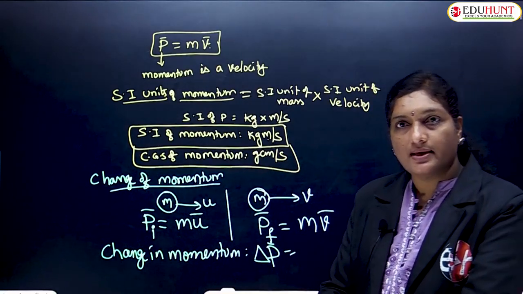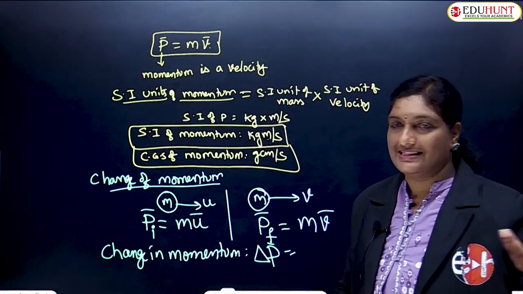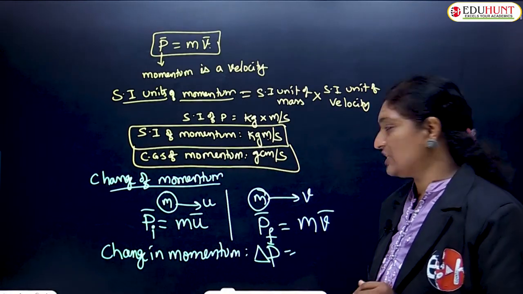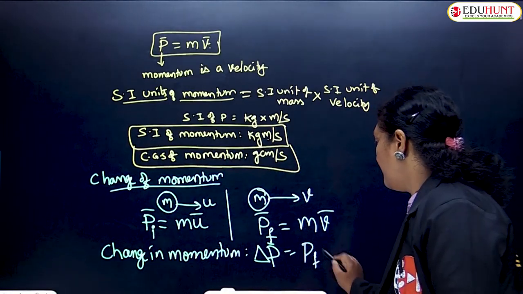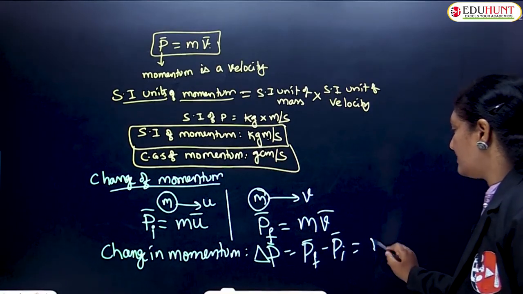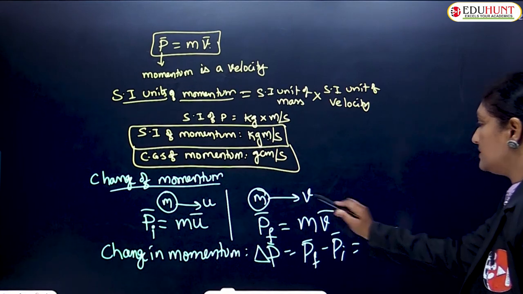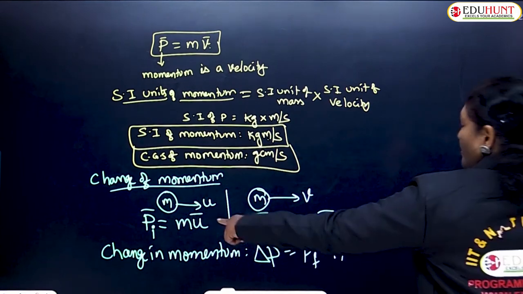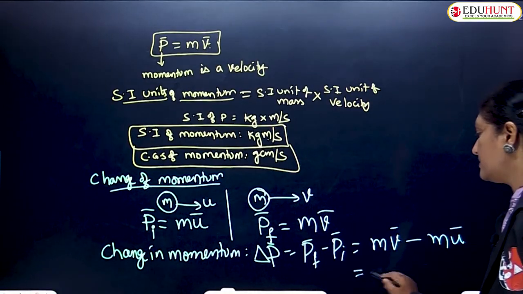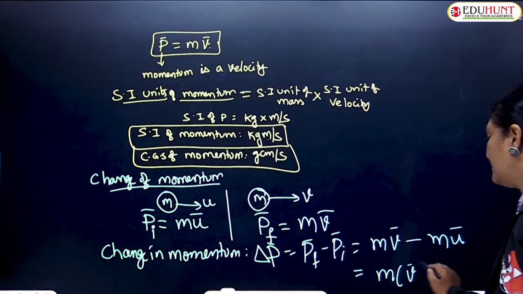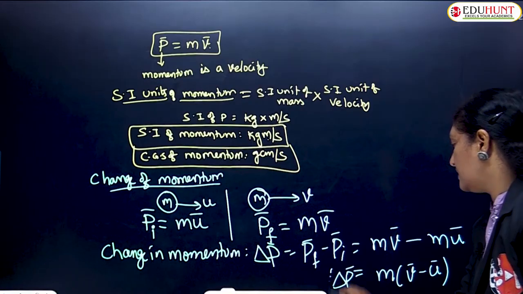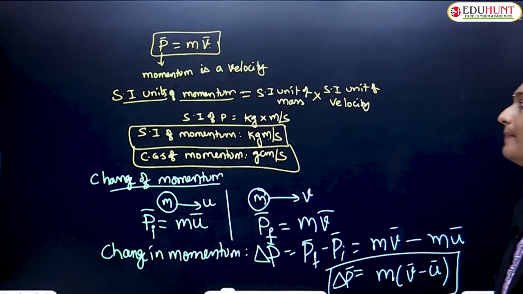So this delta P can be written as change. Initially some momentum was there, final momentum something else. So change means final momentum minus initial momentum. What is the final momentum here? Pf is given as mv bar, minus initial momentum mu bar. So this is your change in momentum. Also you can take out m as common, then you are left with v bar minus u bar. Hence change in momentum can be written as m into v bar minus u bar.